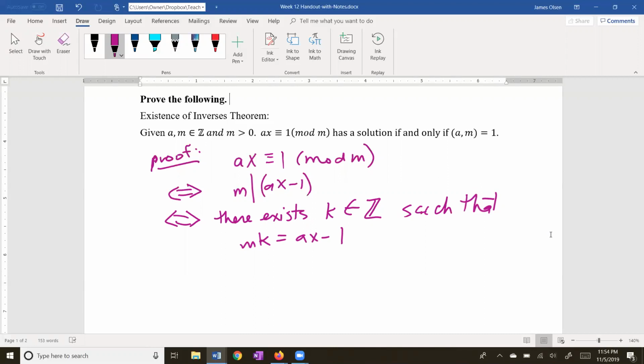And now, if I do a little bit of simplifying here, rearranging terms, if I add 1 to both sides and subtract mk, I get 1 equals ax minus mk. And then I think I'm going to use the symmetric property to make this ax minus mk equals 1. So I have a linear combination of a and m that gives 1. This means that a and m are relatively prime. And the reason for this is because we wrote a linear combination of a and m that is 1.